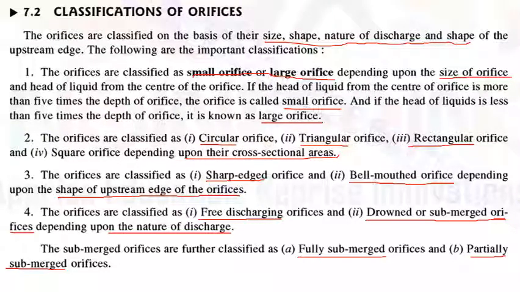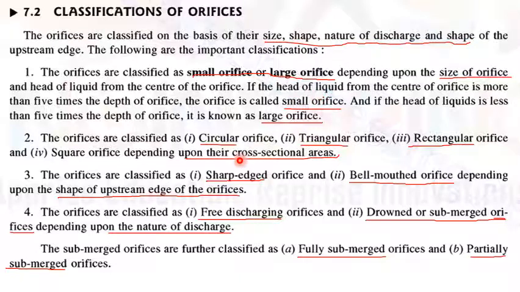So we have seen many things here. First, classification based on the size of the orifice and the head, meaning height of liquid from the center of the orifice. If the height of the liquid or head of the liquid is more than 5 times the depth of the orifice, it is called a small orifice. And if the height of the liquid is less than 5 times the depth of the orifice, it is known as a large orifice. Here, head of liquid means height of the liquid surface.